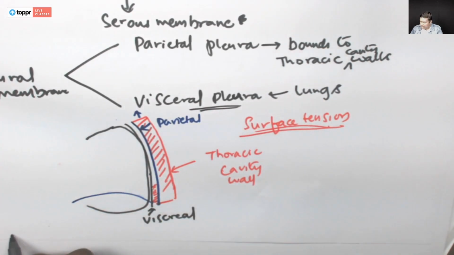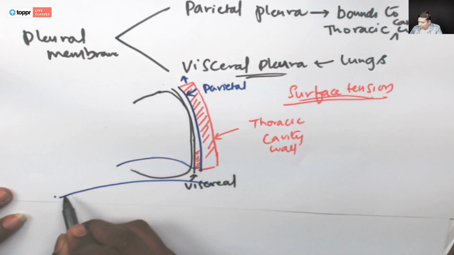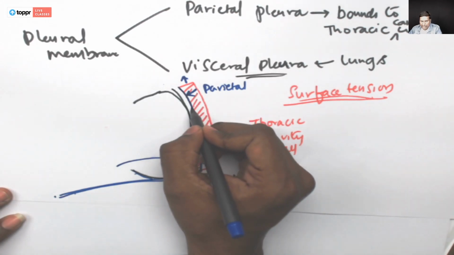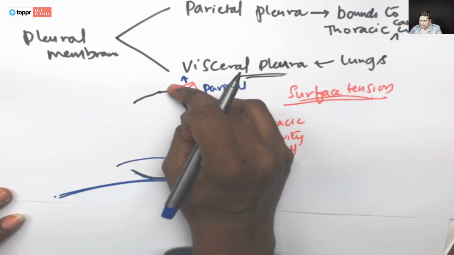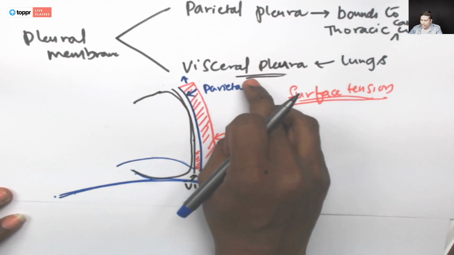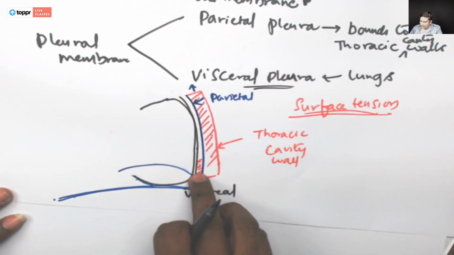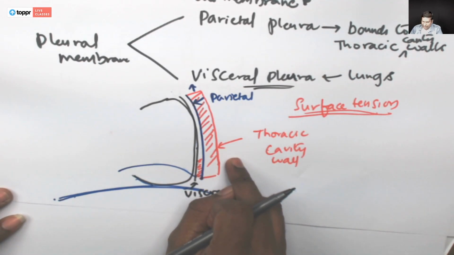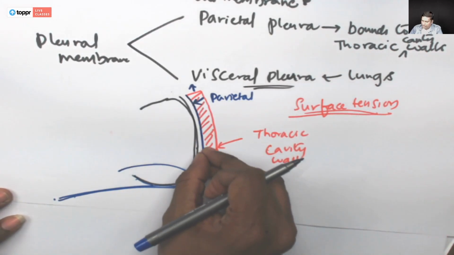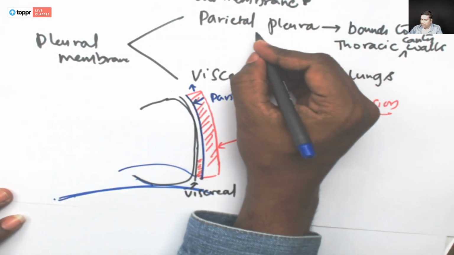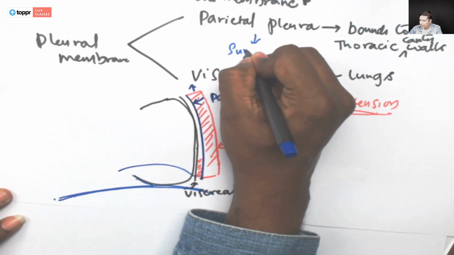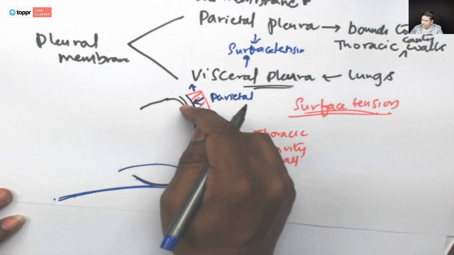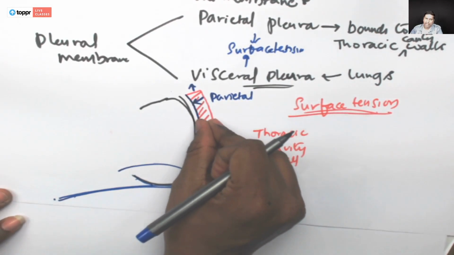You have to understand here, at the base of the lungs you have your diaphragm. Now the lungs are covered with a pleural layer, a pleural membrane. That pleural membrane has two layers, the parietal pleura and visceral pleura. Visceral pleura is connected to the lungs directly, but the parietal pleura is connected to the thoracic cavity wall. However, between the parietal and the visceral pleura layers you have surface tension, and because of that surface tension, they are held together. They hold each other.